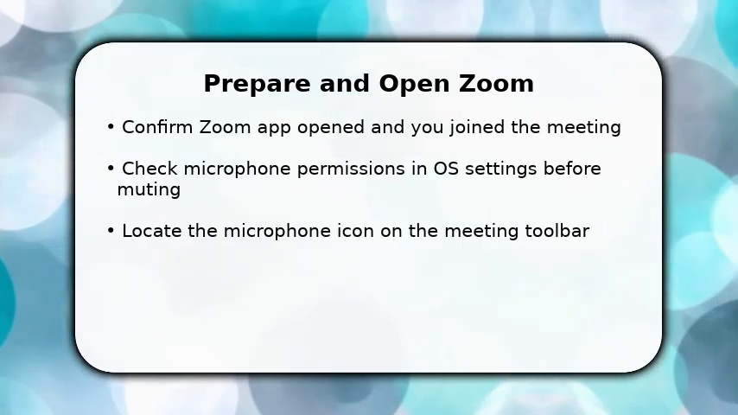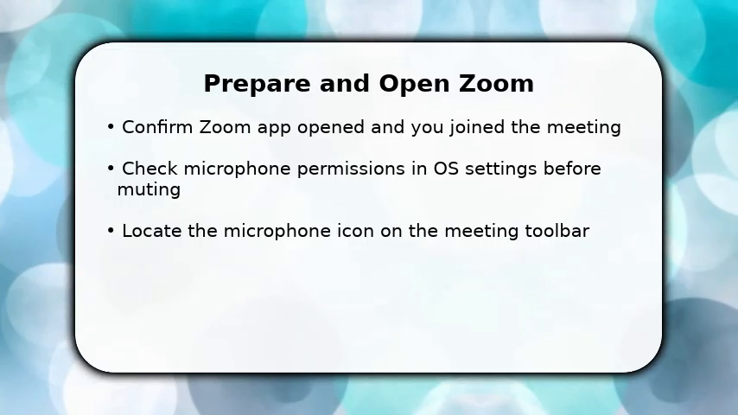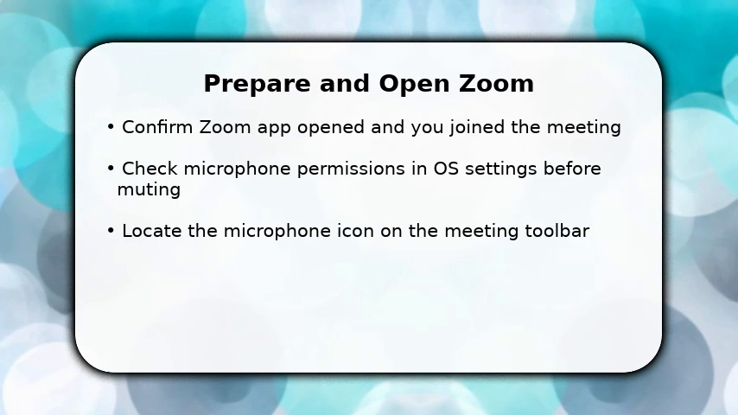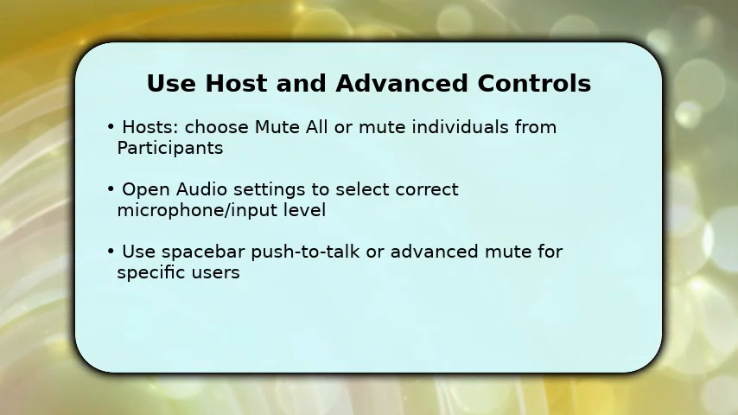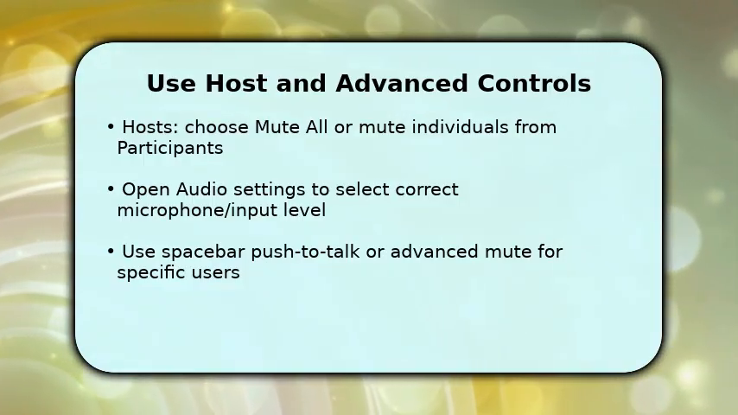You'll see a slash through the mic. Do this immediately so you don't interrupt others, and make sure your status shows muted before proceeding. Once you're muted, you can refine controls. If you're host, open participants and use mute all to silence everyone, or mute single attendees to control interruptions.